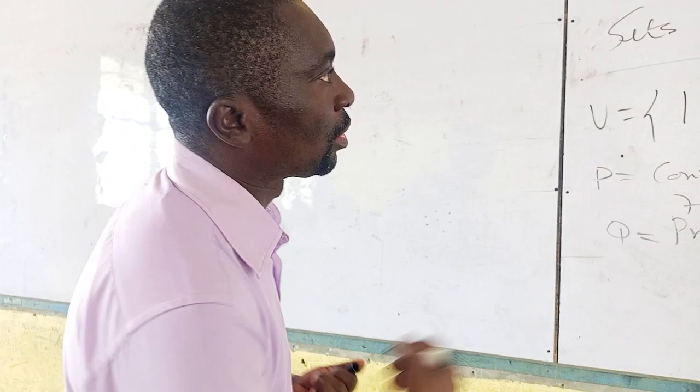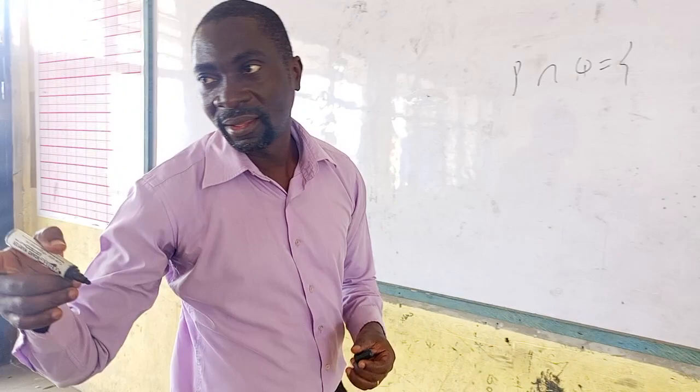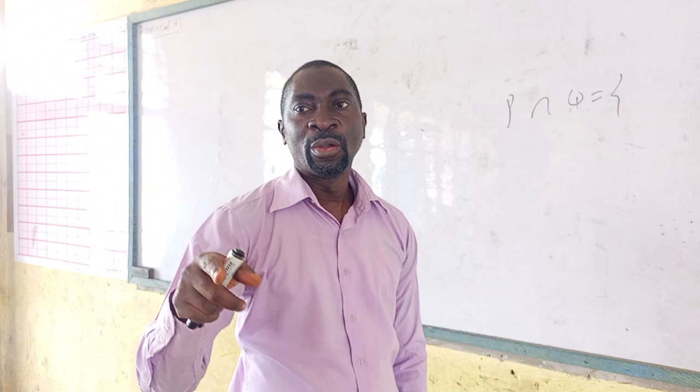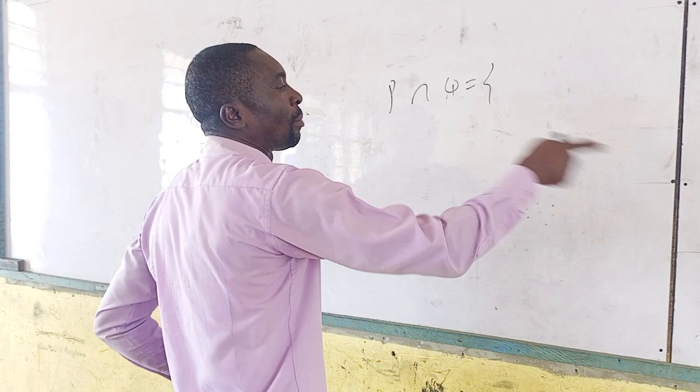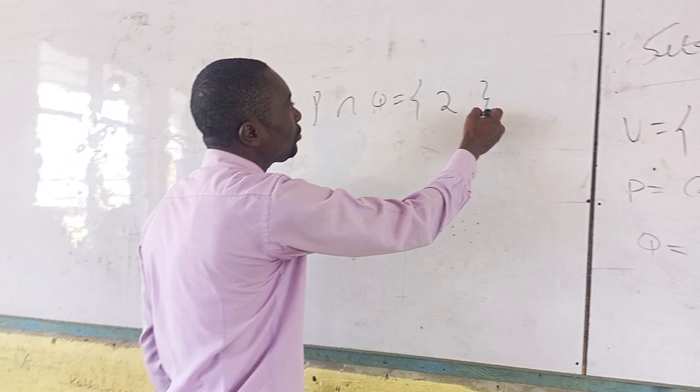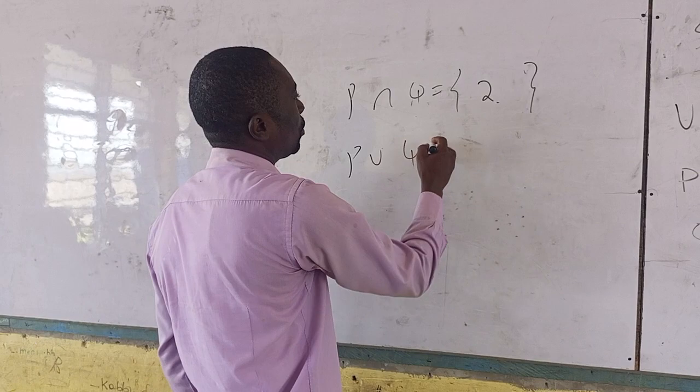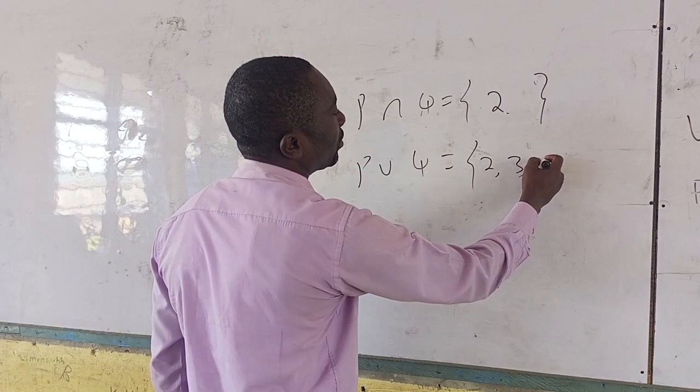We are now going to find P intersection Q. You remember that we said for a number to be in the intersection, it should be in both P and Q. Is that not it? Yes. So from the universal set, our P, and our Q, let's find P intersection Q. Now let's go to P union Q. Let's list the numbers: 2, 3, 4, 5, 6, 7. That's all.